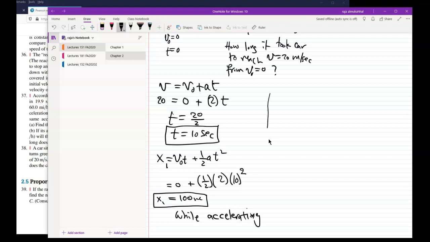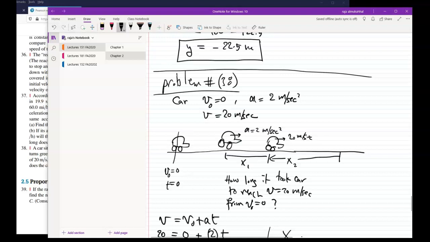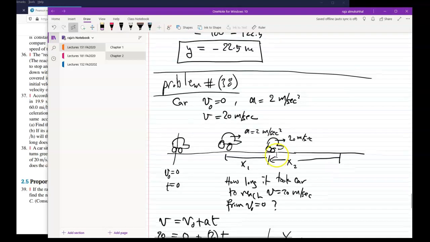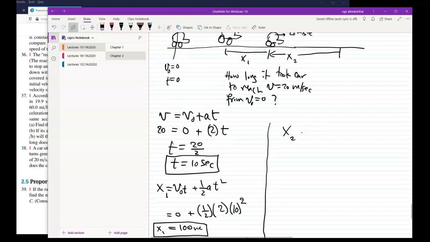Now I'm interested in x2. What's going on in x2? Well, the car at this stage reaches 20 meters per second and continues on at constant speed, which means what? No acceleration. You see what I'm saying? I'm just going to use the usual equation that we have studied before, and that is x equals vt. Remember that? The one that doesn't have acceleration. So x2 is just going to be vt.